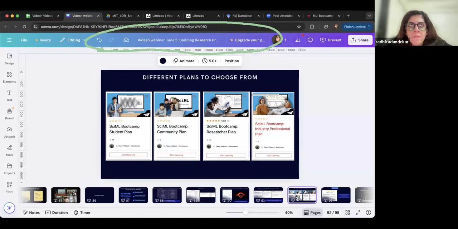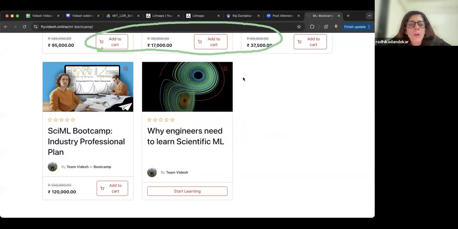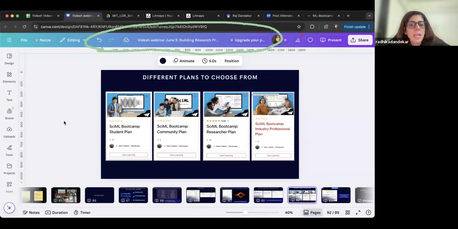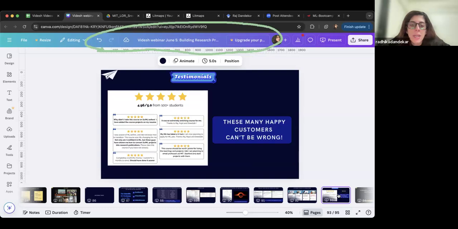And this plan can also be combined with phase 2 of the application process, and then we can still help you to build your applications. Okay. So you can either go ahead with phase 1 of the long-term mentorship program, or you can go ahead with the scientific machine learning bootcamp. Okay. It's completely up to you. These are the four plans that I explained right now.